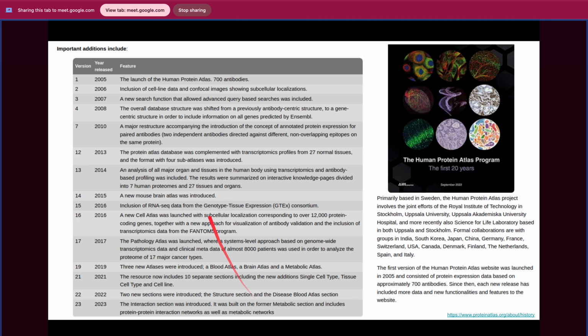And now we'll see, yeah. So if we talk about the advancement, how this Human Protein Atlas has grown. So these are the years and these are the features which were added with advancement. So firstly, it was launched around 2003, and in 2005, there were 700 antibodies present.